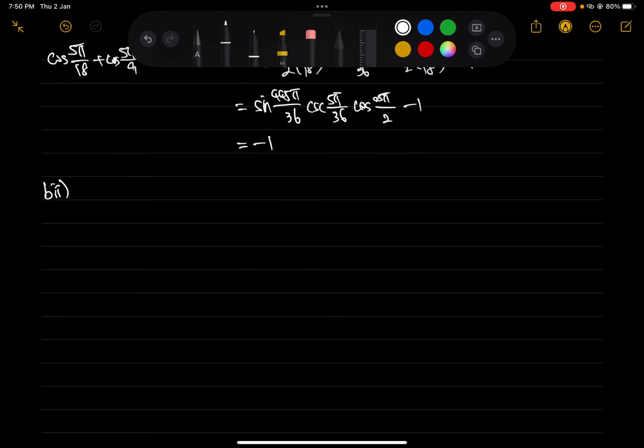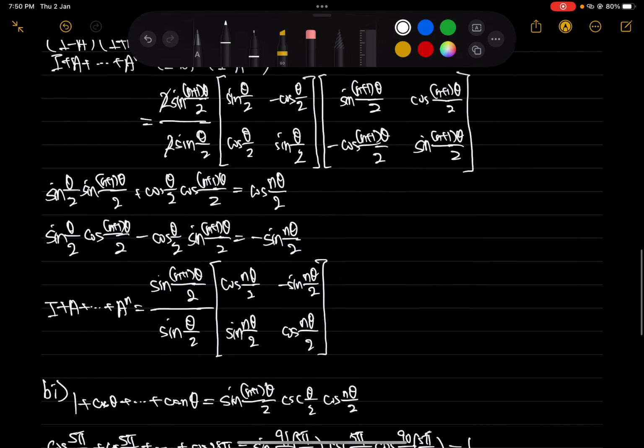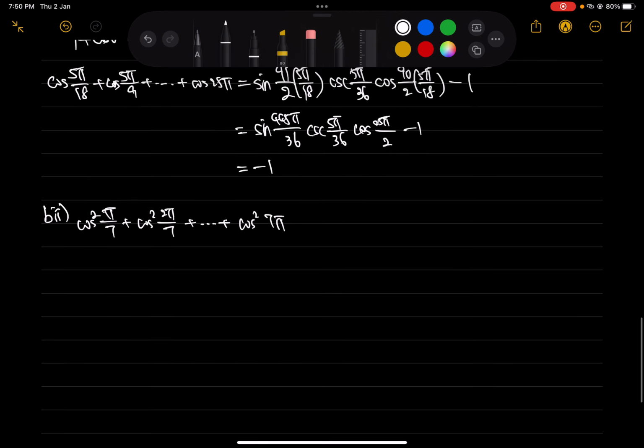Part B2, we have the sum of cosine squared. Well, that should be a 7π, by the way. So now we have a very, very common formula. This one is extremely straightforward. If you don't know this, you seriously need some help, or consider taking the exams later.